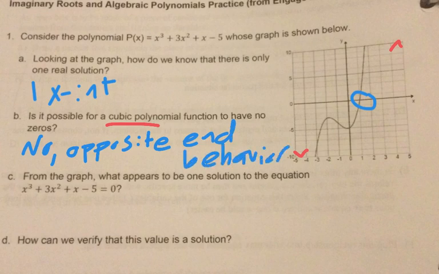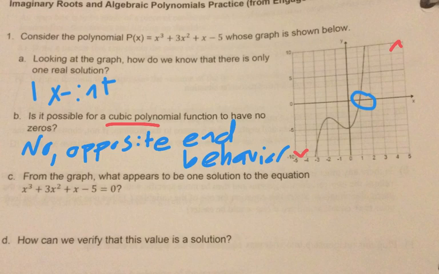Another way you could explain it is that complex roots have to come in pairs. So a cubic has to have three total complex roots, including real and imaginary. But because the imaginary ones come in pairs, that means there could be at most 2 complex roots. So there would have to still be 1 real root. That's another explanation that you could use.